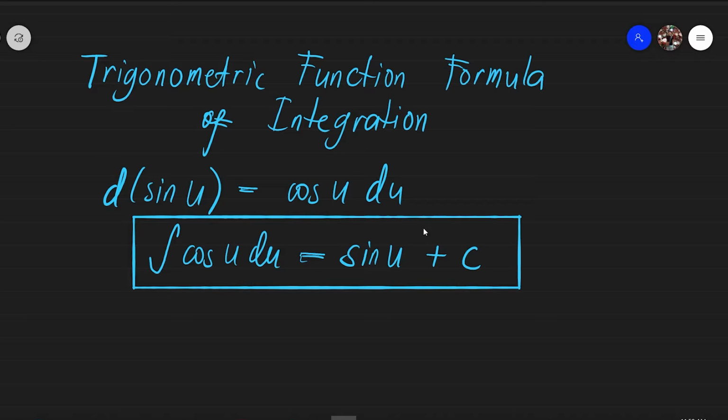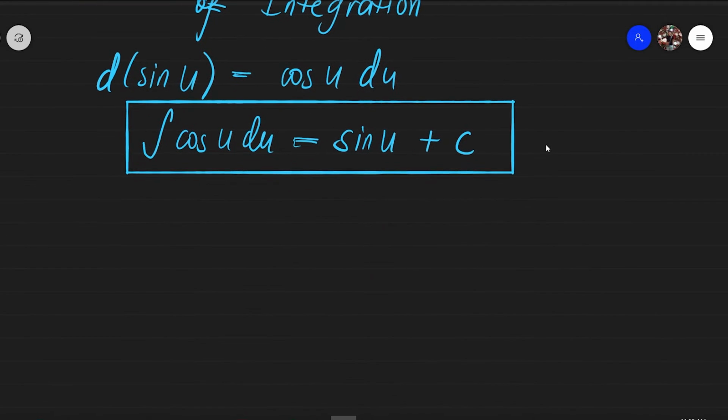So if you can still remember, there are six trigonometric functions, and all of those have formulas for differentiation. And out of those formulas, we can actually derive the formulas for integration of these trigonometric functions. And this is an example of how we do it. What we will do with the other five trigonometric functions is just apply the principle of integration so that we can derive the trigonometric function formulas of integration.